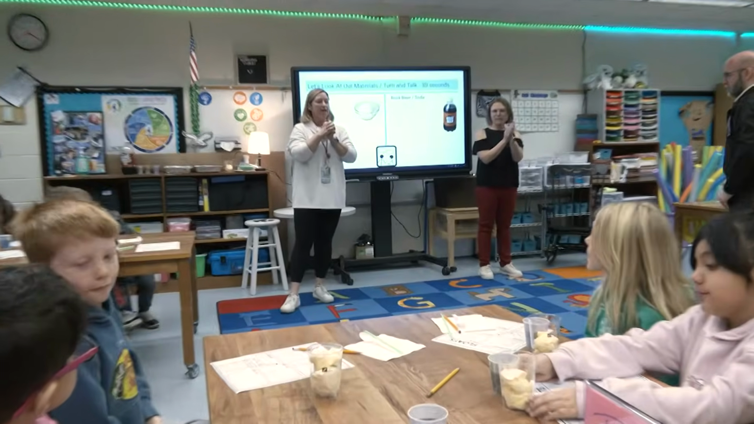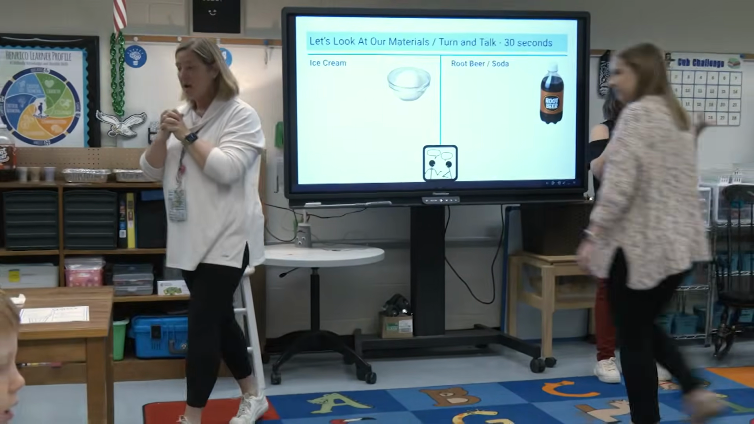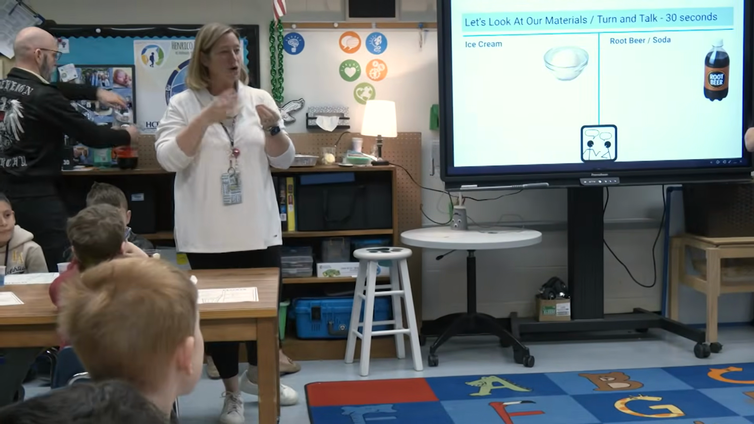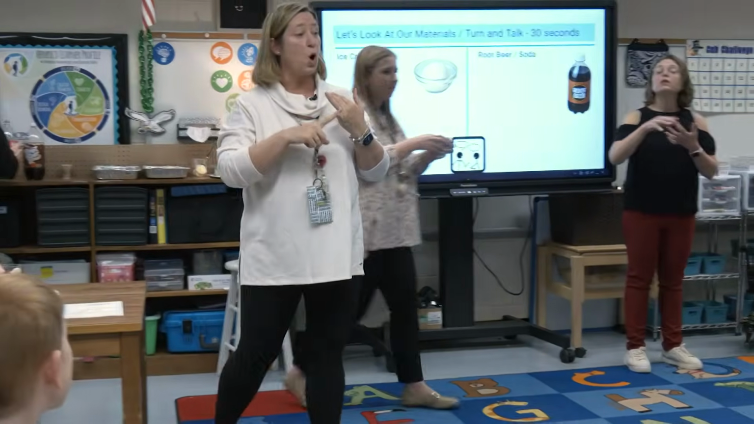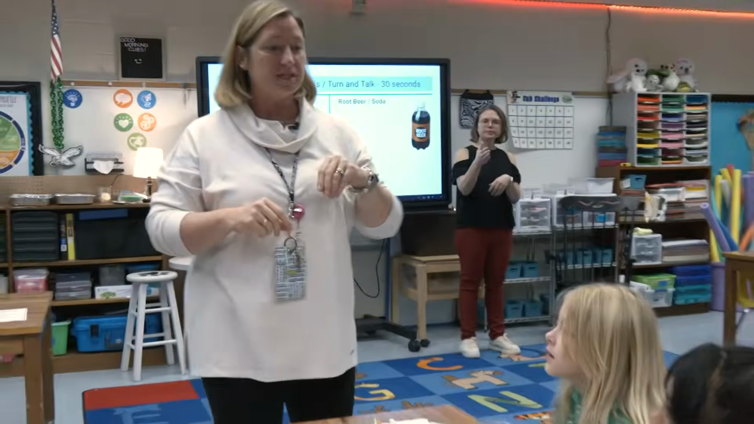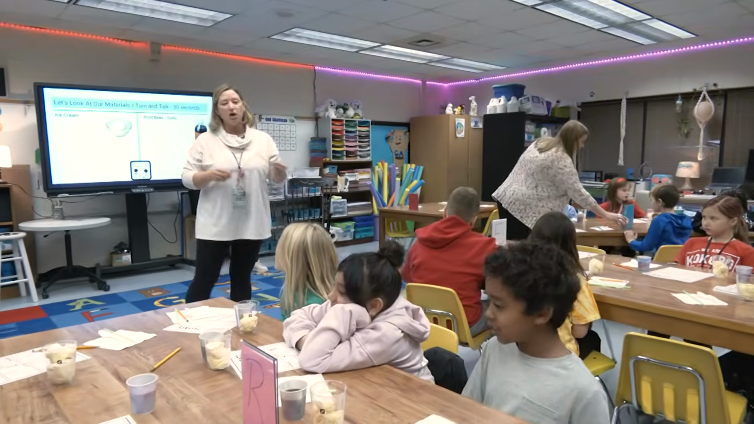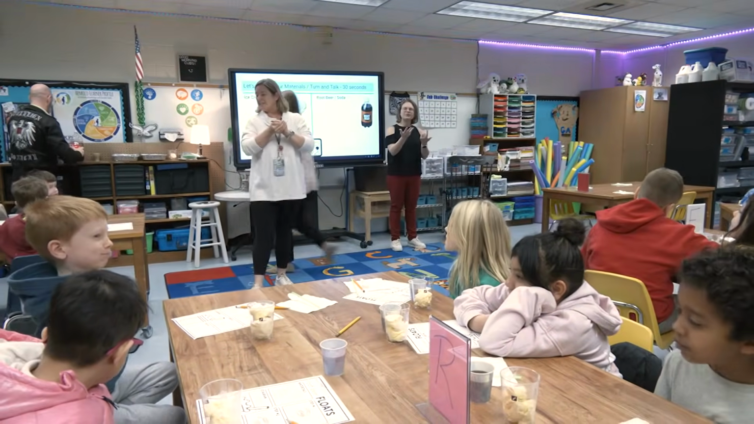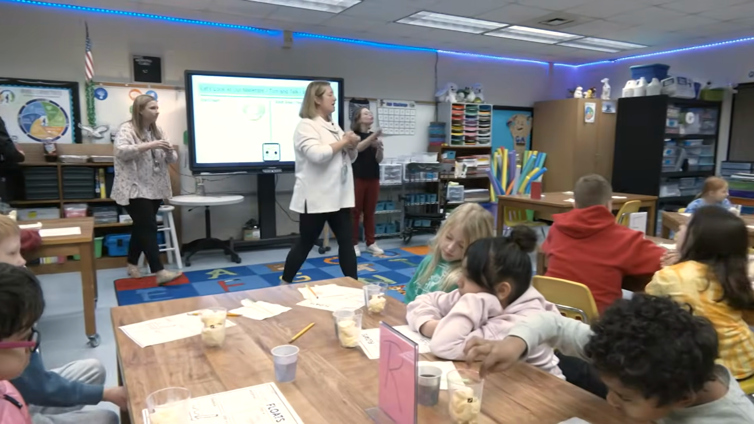When I was walking around, I heard a lot of good descriptions of the ice cream. I heard Noah say it was kind of yellow and white. I heard over here at this table that it was cold. What did you say? Oh, it was delicious, but you haven't tasted it yet. I also heard that it was kind of like in a ball. So does it hold its shape? Yes. Yes.